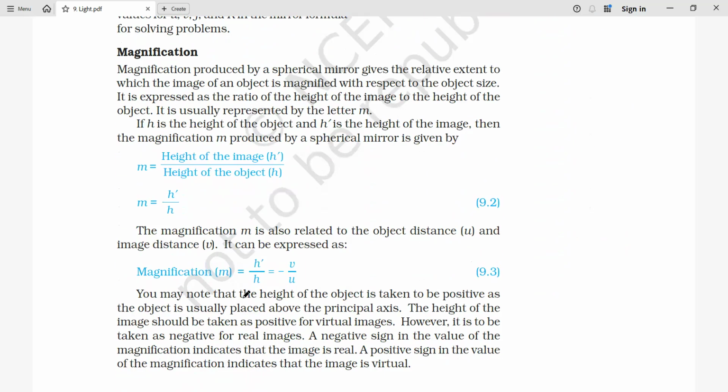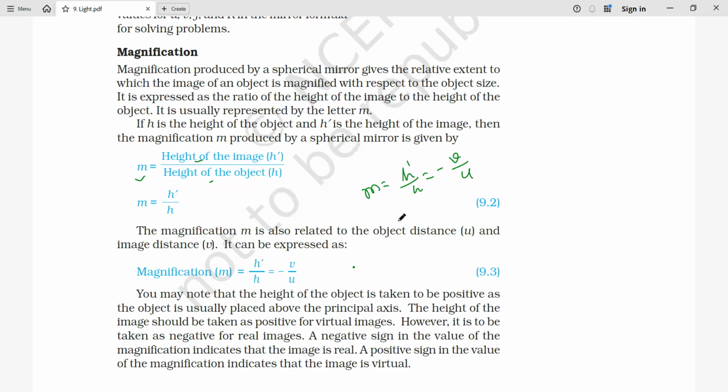Another is the magnification. How big or how small the image is formed will be decided by the magnification. So what is magnification? It is the ratio of the height of the image and the height of the object. So that is written as m equal to h dash by h. It can also be given in terms of the object distance and image distance, that is minus v by u. So for magnification, we have two formulas, h dash by h and minus v by u.